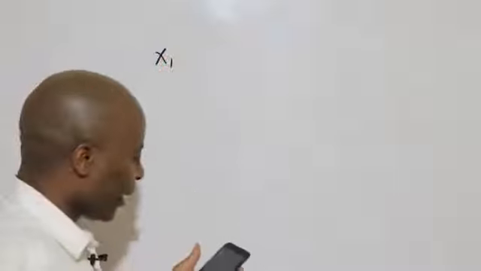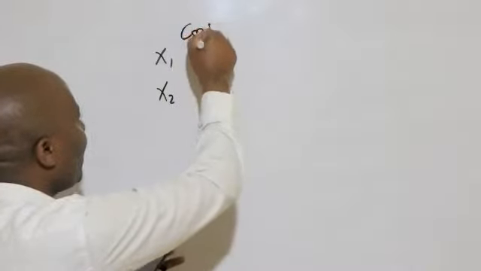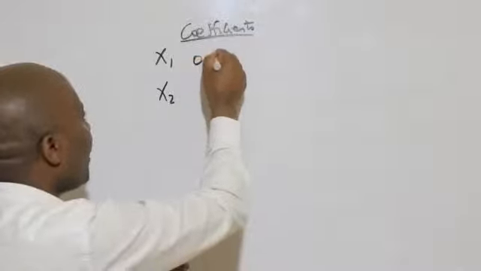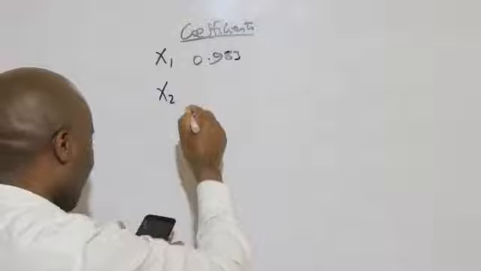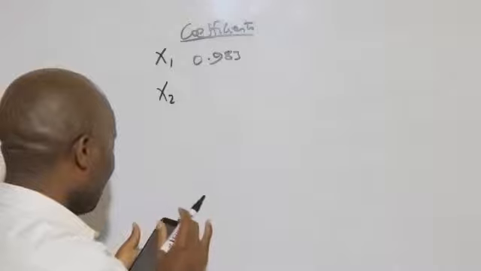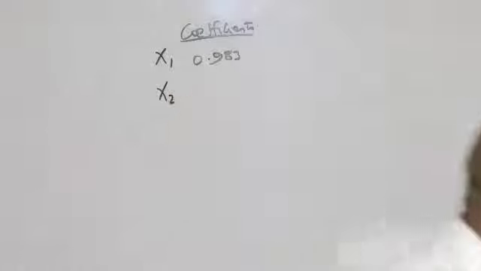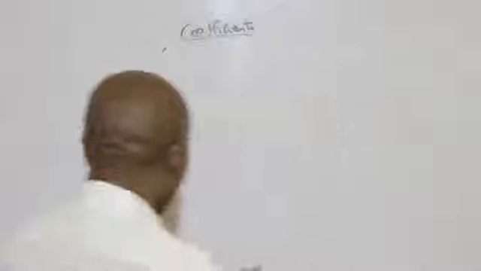Now, ladies and gentlemen, if you look at this very well, they have given us the parameter estimates. I can see X1 and X2. So we have the coefficients here, 0.983. No, there must be a slight problem there. We are supposed to start with the constant. There is a typing error there.